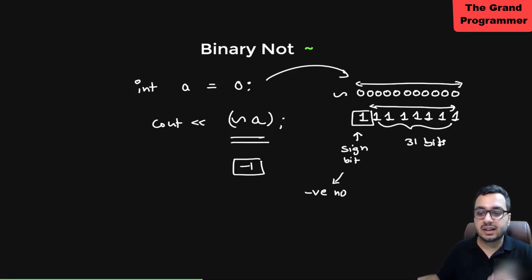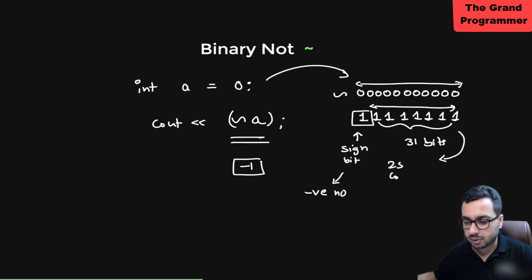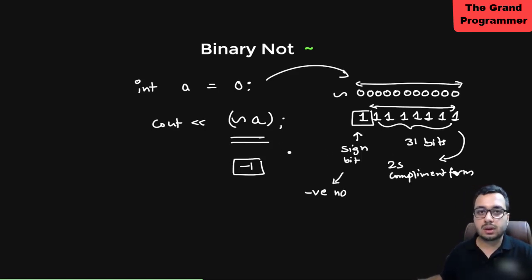Okay, now for the negative numbers, if we want to find out the magnitude of that particular number, these numbers are stored in a form known as 2's complement form. Okay, they're stored in a 2's complement form. So in order to find out what number is this, what we need to do, we need to take the 2's complement, that means invert all the bits and add 1 to it. Okay, so the number is this.